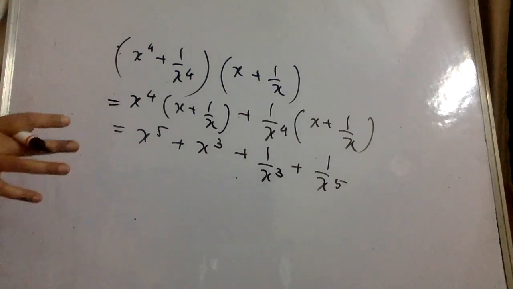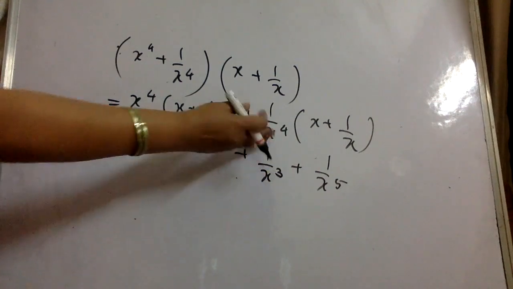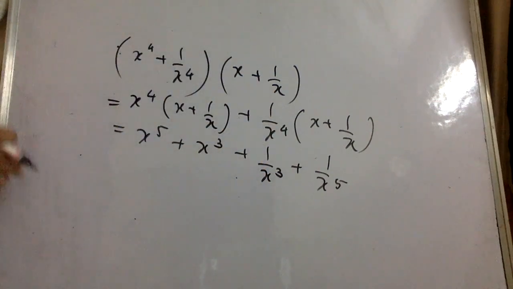Are there any like terms? No, there are no like terms, absolutely. This and this are not like. If I write it in the numerator, it is x to the power minus 3. So you can leave the answer like this.